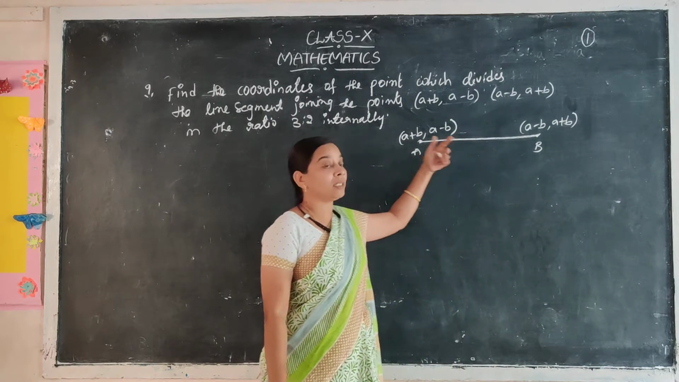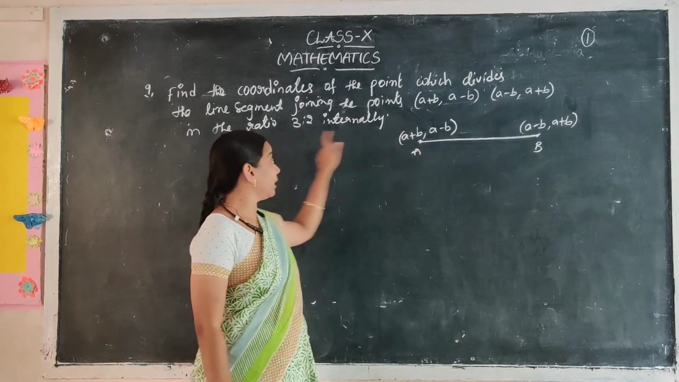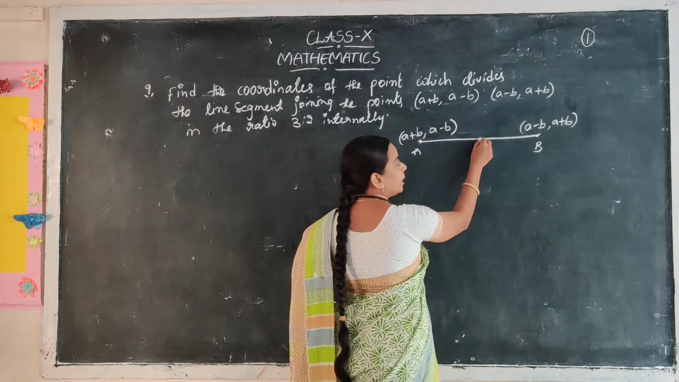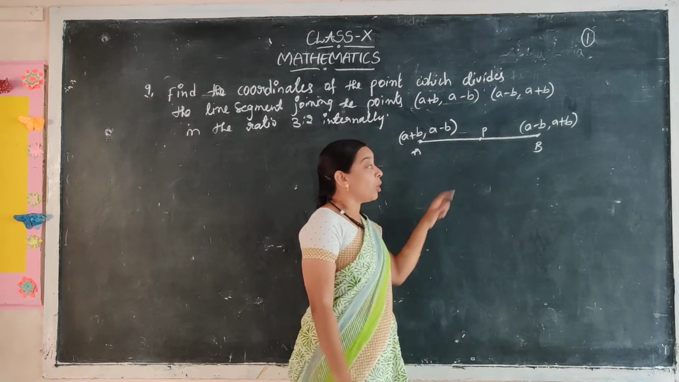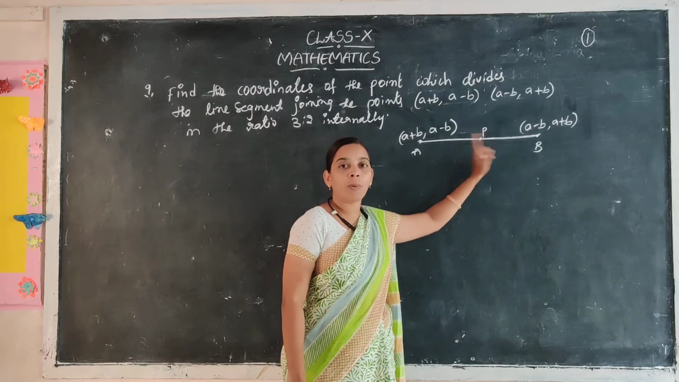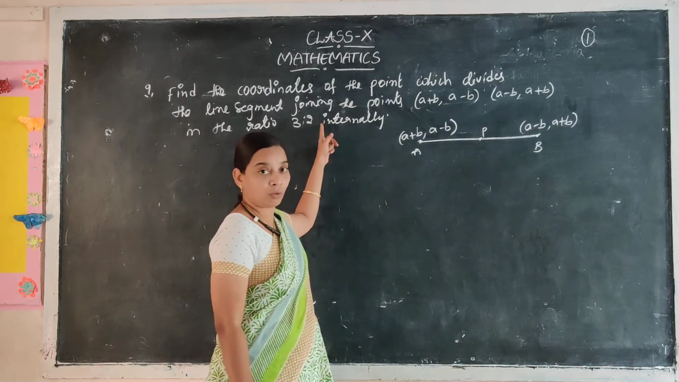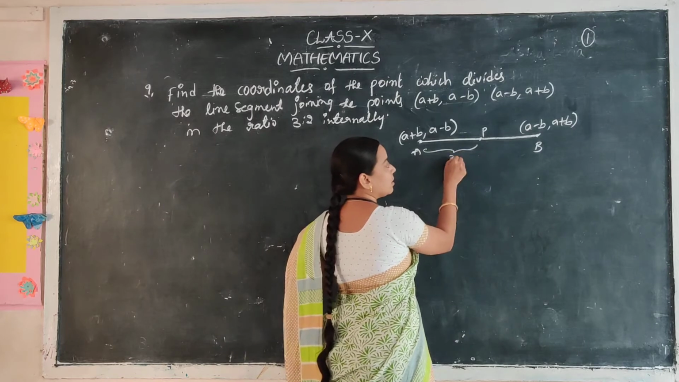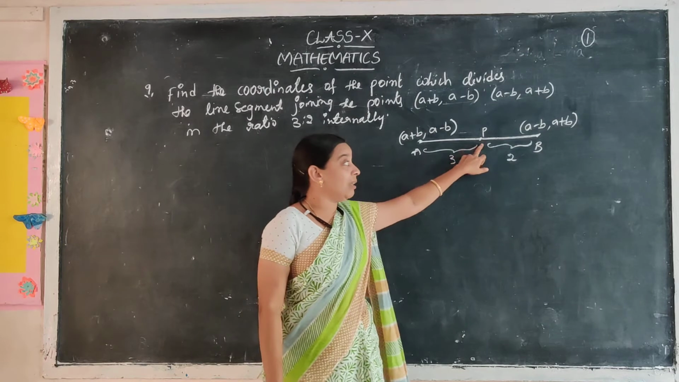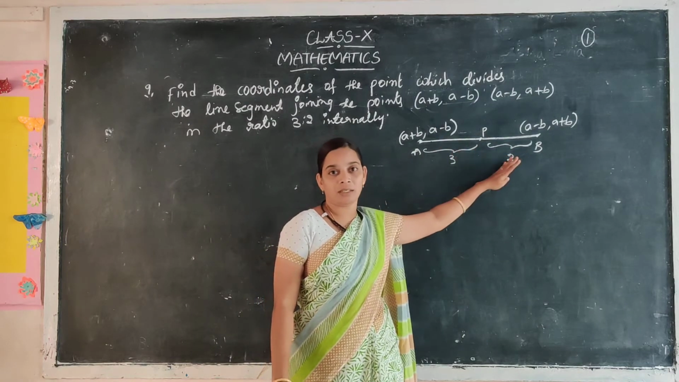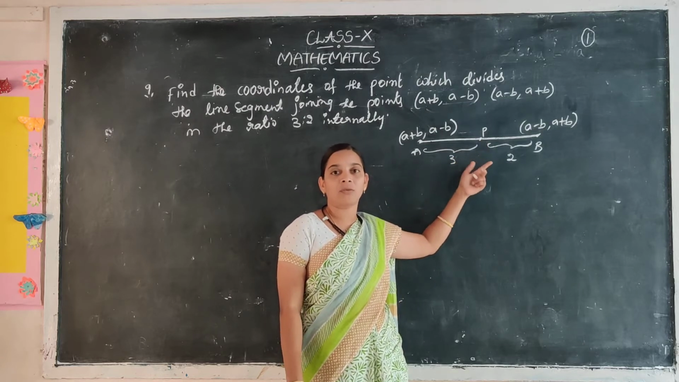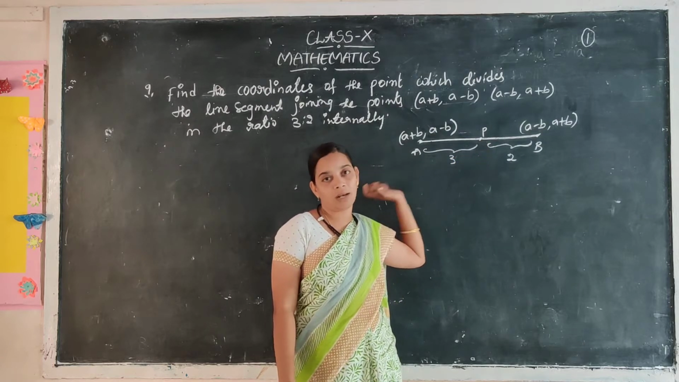Now this line segment is divided into two parts in the ratio of 3:2. So suppose, for example, P is a point. Now this point P divides the line segment into two parts in the ratio of how much? 3:2. That means the first part is 3 parts and the second one is 2 parts. So here P divides the line segment into two sections, so we should use the section formula.